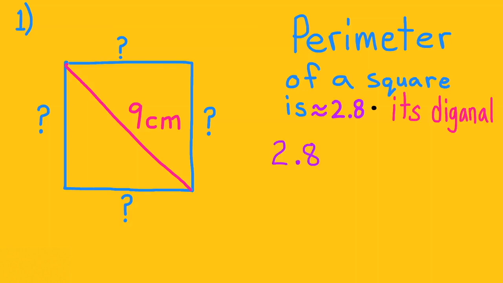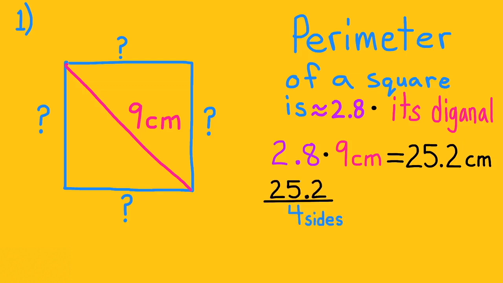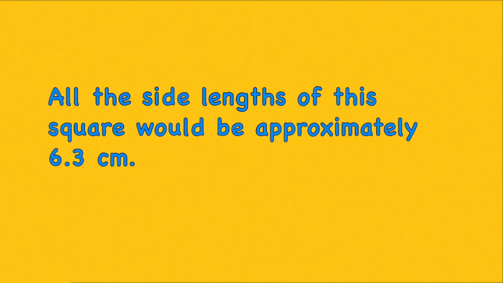So for this square, we can multiply 2.8 times 9 centimeters. That equals 25.2 centimeters. The 4 side lengths would be equal to the perimeter divided by 4. 25.2 centimeters divided by 4 sides equals 6.3 centimeters. All the side lengths of this square would be approximately 6.3 centimeters in length.